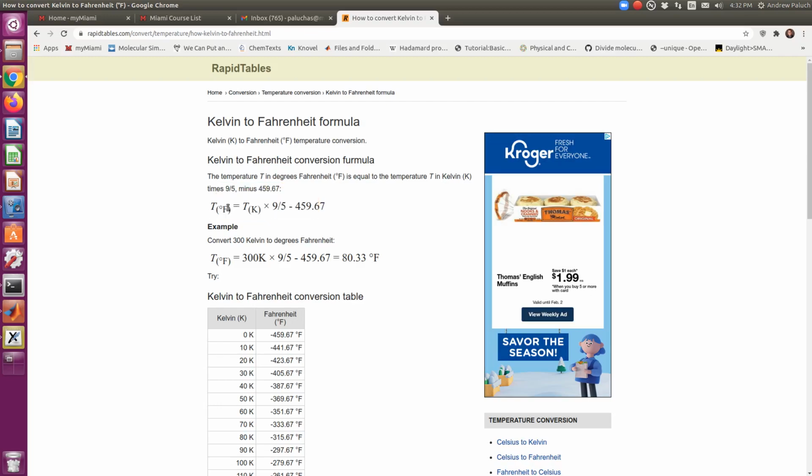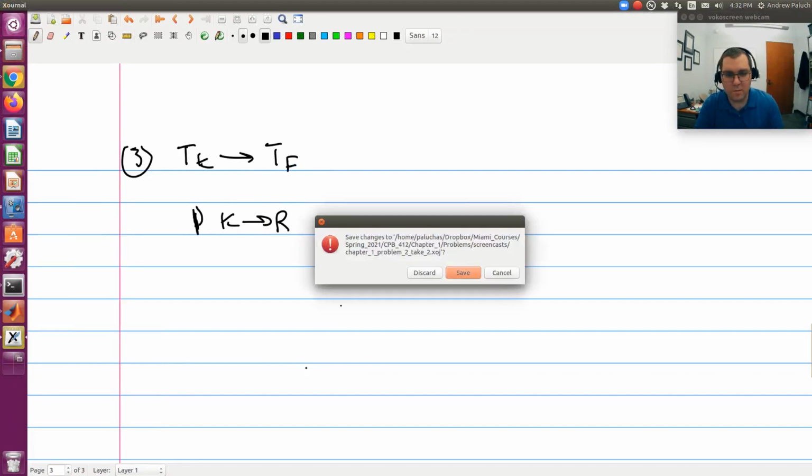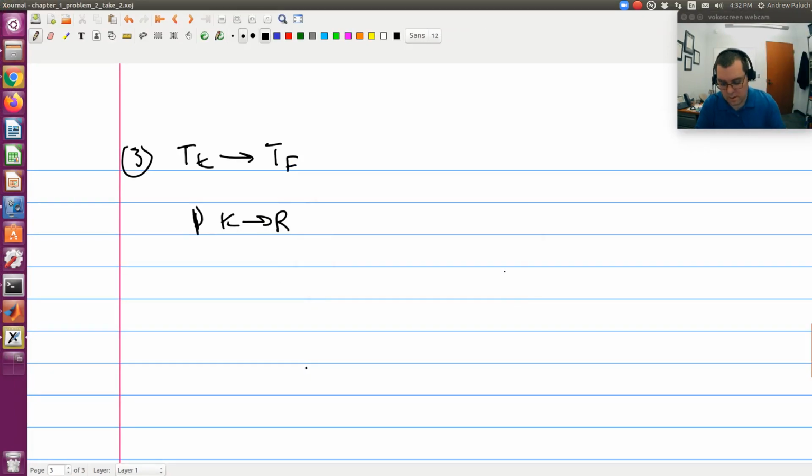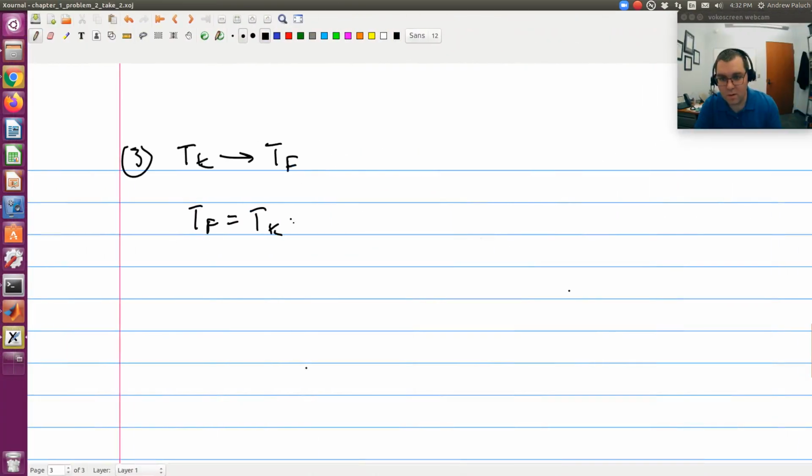Okay. So let's just do temperature. If I go from Kelvin to Fahrenheit, the formula that we're given is temperature in Fahrenheit is equal to the temperature in Kelvin times 9/5 minus 459.67.